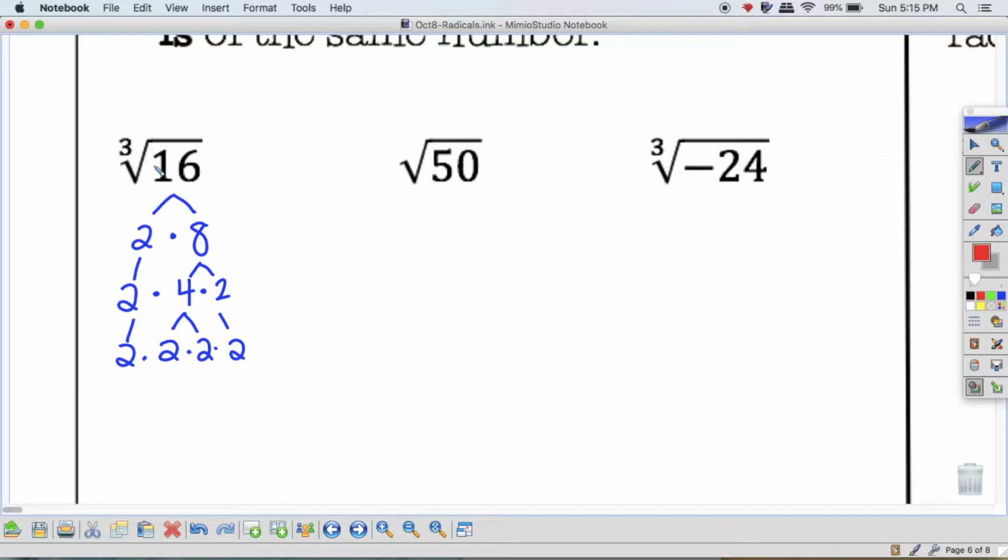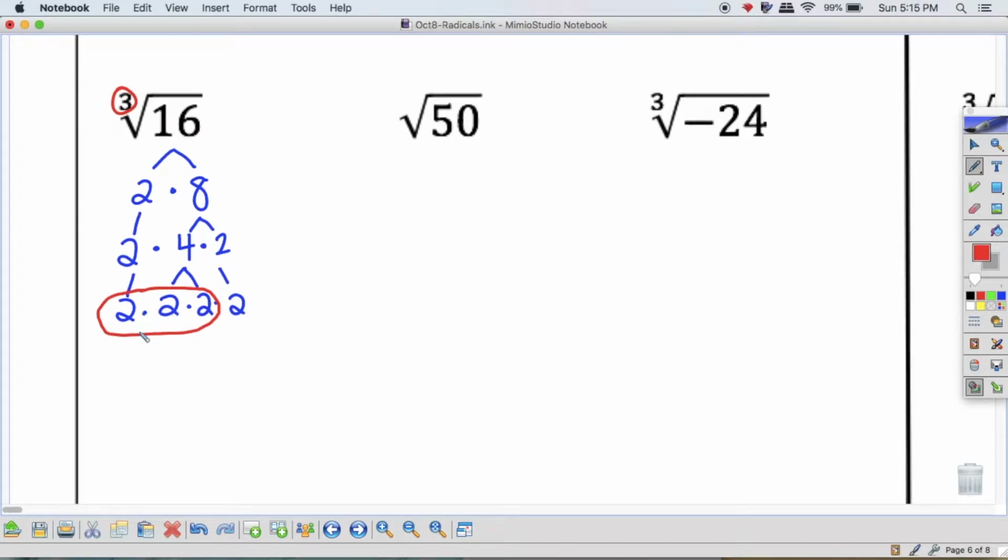So since the index is 3, I'm going to look for a group of 3 of the same factor. And you should notice that I have 3 of this same number. Okay, anything that there is a group of 3, or a group of whatever the index is, we are going to put this on the outside. We're going to write it once on the outside. Okay, so if there's a group of 3, we're going to write once outside the radical. When I say outside, I mean outside the radical.